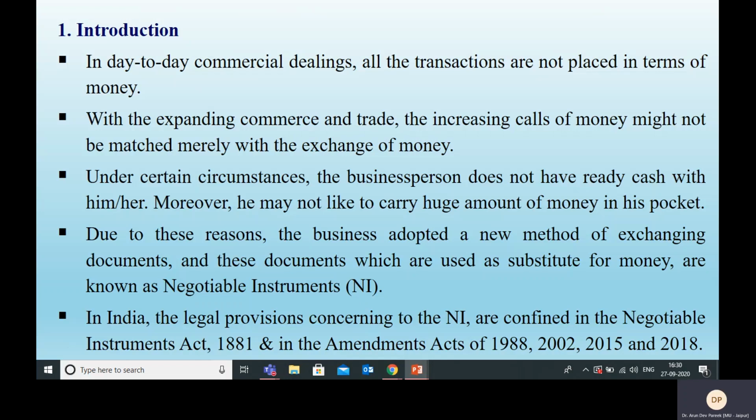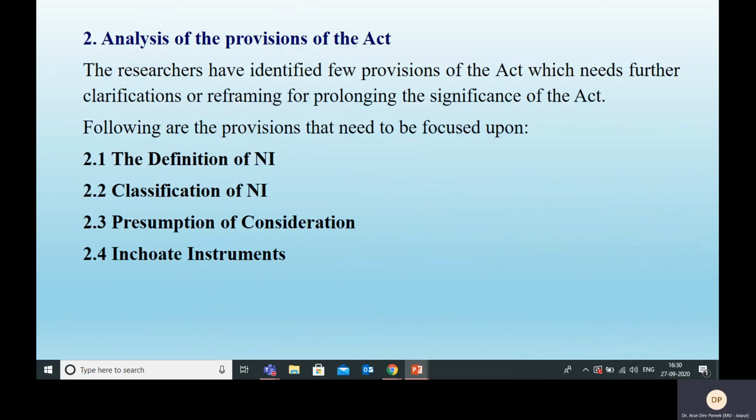Moreover, he may not like to carry huge amount of money in his pocket at the time of traveling. Due to these reasons, the business adopted a new method of exchanging documents, and these documents, which are used as a substitute for money, are known as negotiable instruments. In India, the legal provisions concerning negotiable instruments are confined in the Negotiable Instruments Act 1881 and in the Amendment Acts of 1988, 2002, 2015, and 2018.